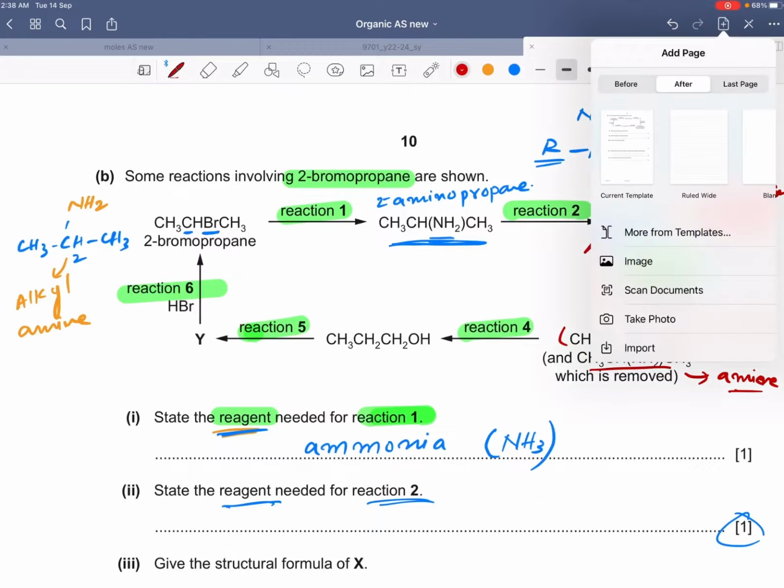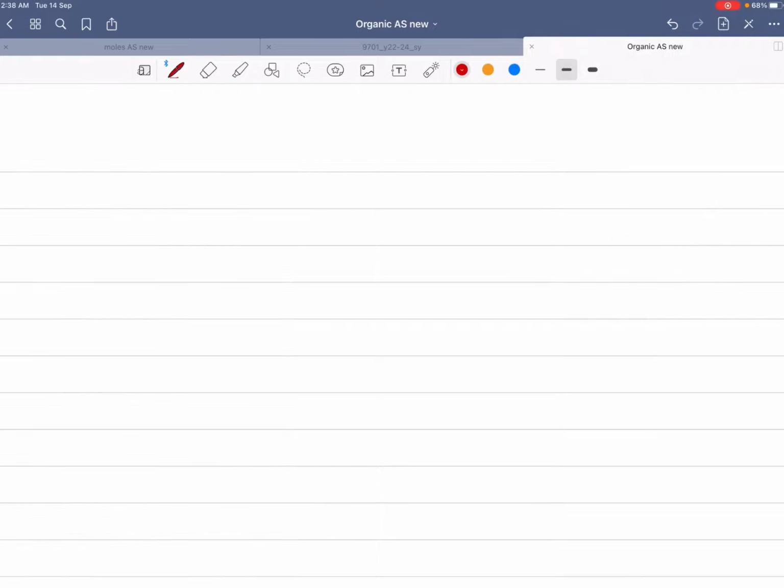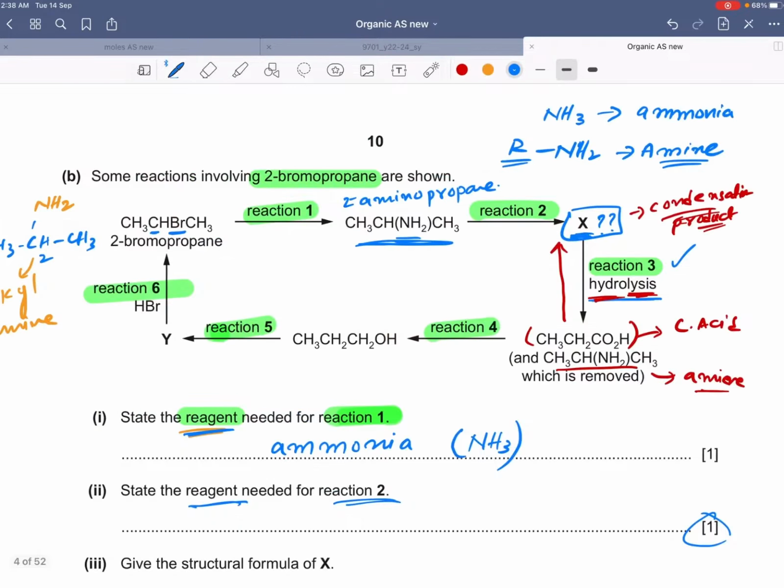So we just simply draw propanoic acid. What is propanoic acid? CH3, CH2, C double bond O, OH, right? This is propanoic acid, and we have 2-aminopropane. This is the same thing we have here, right?